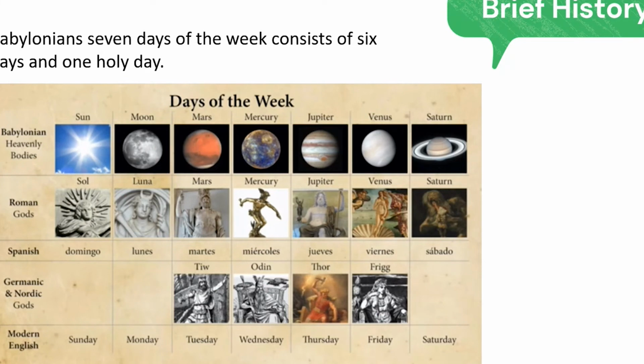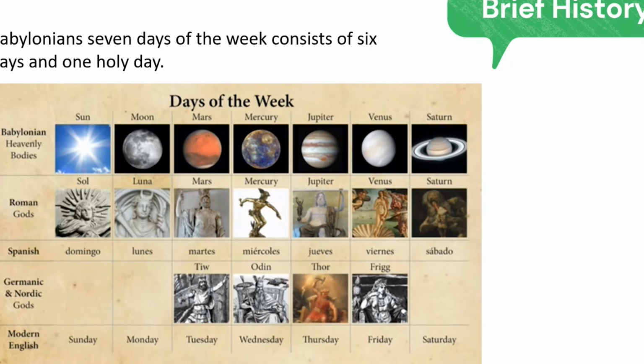Babylonians' 7 days of the week consist of 6 work days and 1 holiday. So, bakit nga ba may 7 days sa isang week? Ito nga, yung mga ancient Babylonians, na-observe nila na 28 times yung pag-orbit ng moon sa Earth. But unfortunately, hindi divisible yung 28 sa favorite digit nila na 6. So, ang ginawa nila, dinivide nila yung 28 sa 4. And it is equal to 7.